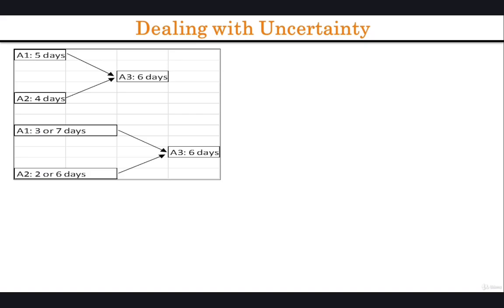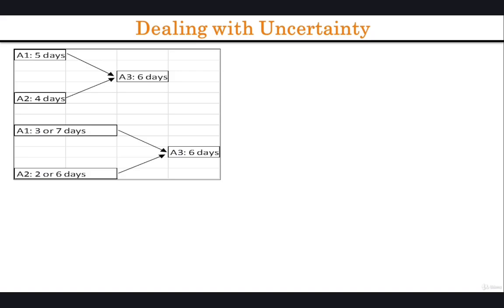Now consider the activity times on the bottom of the figure. A1 now has a completion time of 3 days with a 50% probability and 7 days with a 50% probability, and A2 has a completion time of 2 days with a 50% probability and 6 days with a 50% probability. Note that in expectation, on average, the completion times of A1 and A2 have not changed, but the expected completion time of the project has.